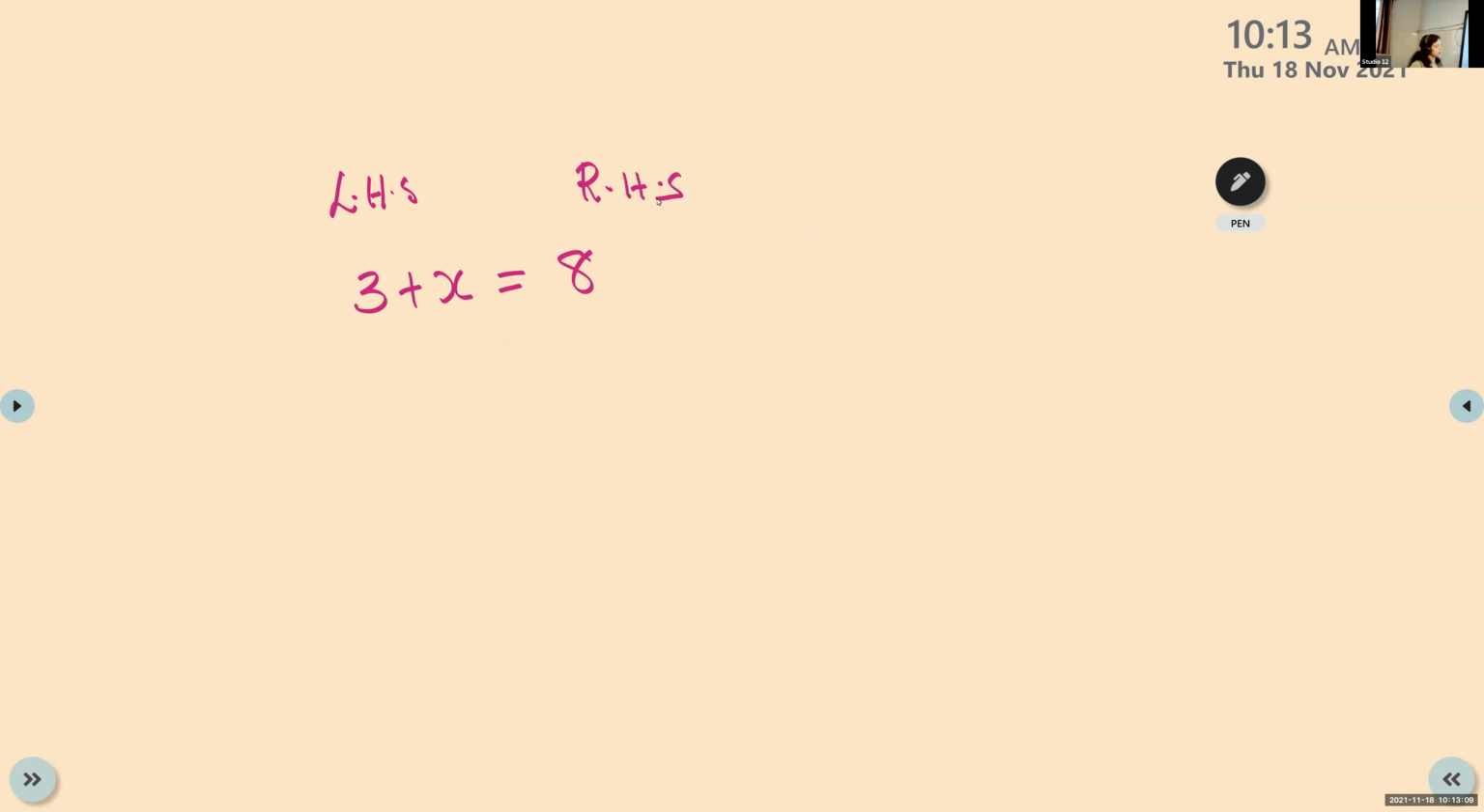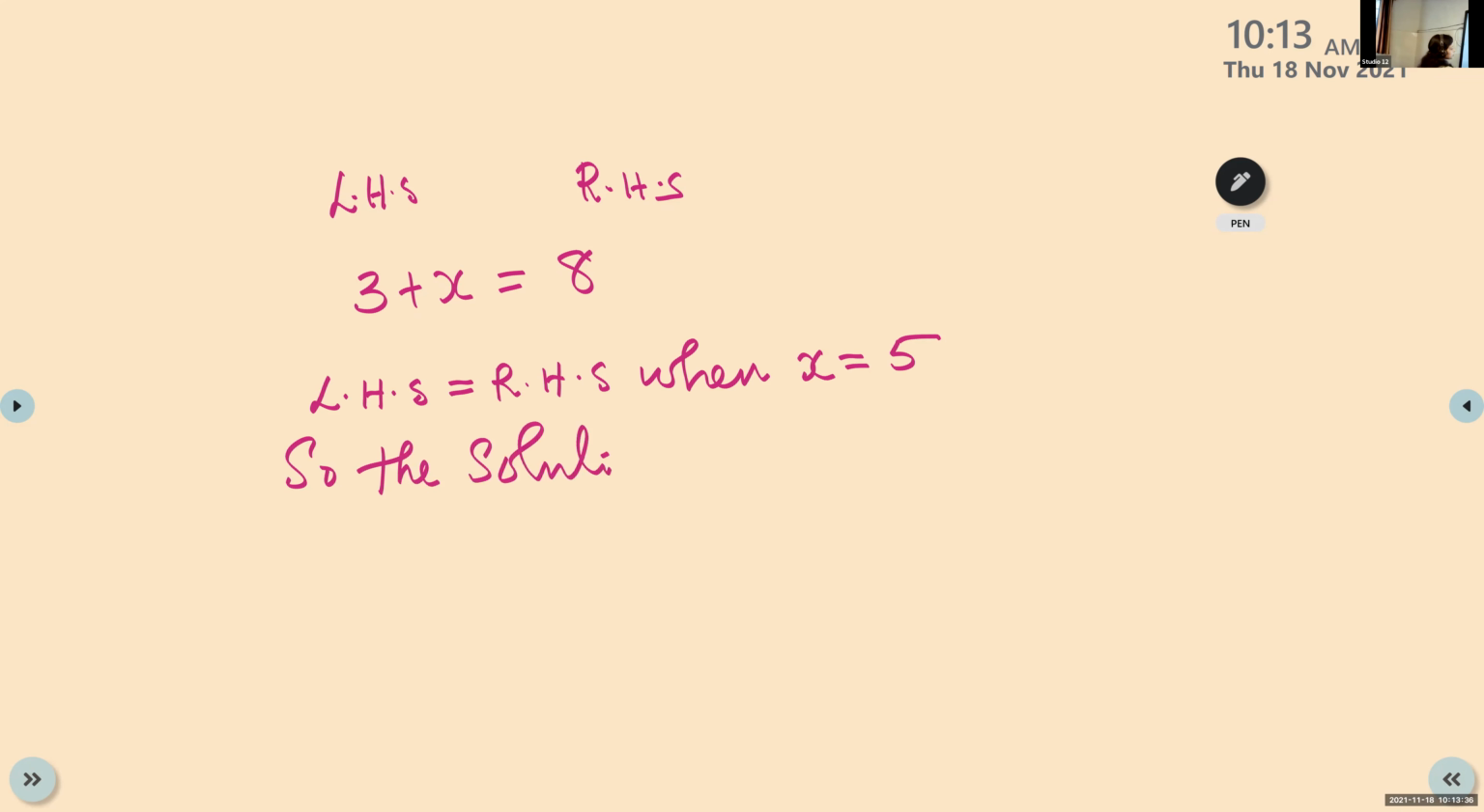Left-hand side and right-hand side. Now, for which value is LHS equal to RHS? LHS is equal to RHS when x is equal to what? x is equal to 5, isn't it? So the solution is x is equal to 5. This is the answer. Did you understand? This is called the trial and error method.